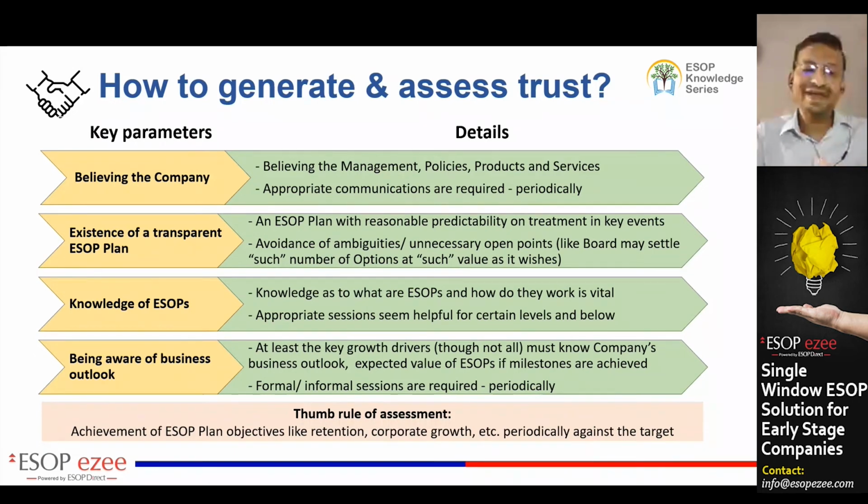Around 80%, or more than 80%, of companies used to say that yes, they were successful in achieving the ESOP plan objectives, and they have achieved the retention. This necessarily states that yes, employees have the trust in an ESOP plan.